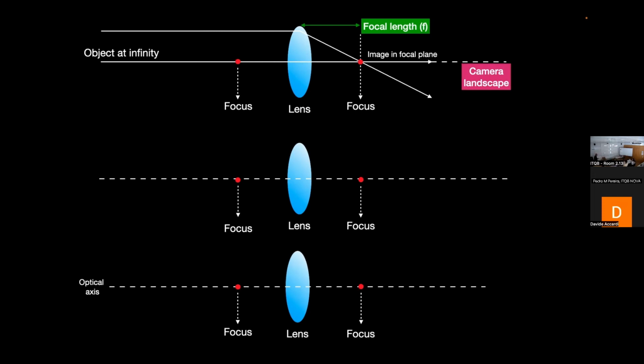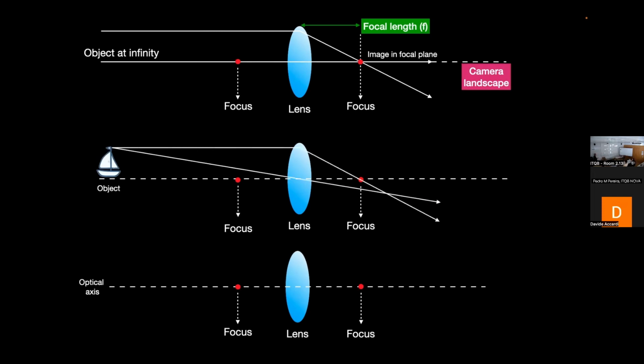Okay. Then, if your object is still far away from the lens, but not at infinity, then you have rays of light that will pass through the lens, and they will be deviated as you learned, and then they will actually intersect behind the back focal plane, and they will generate a real image that is smaller than the object itself. Okay, and this is the situation of a camera portrait.